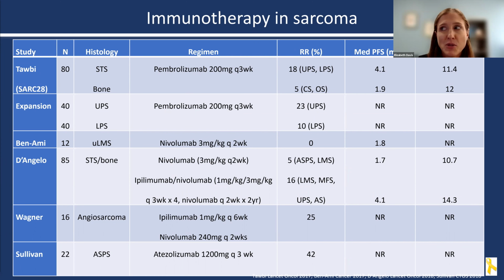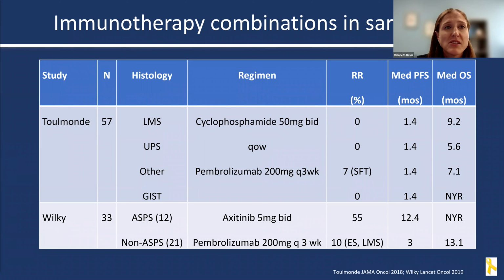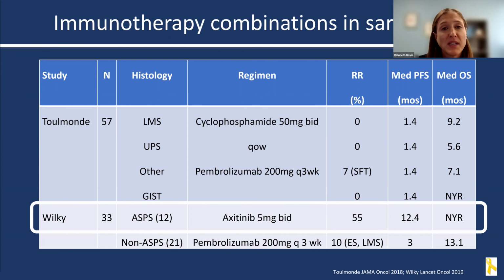I'll just draw attention to these 3 because we've seen success with undifferentiated pleomorphic sarcoma, angiosarcoma, and alveolar soft part sarcoma with response rates somewhere between 23 and 42%. And again, this is a slide looking at combinations of immunotherapy plus TKI or chemotherapy. And again, alveolar soft part stands out as a sarcoma that has a very high response rate to the combination of pembrolizumab and axitinib, with a response rate in this study of 55%. And this is particularly impressive given that prior to this, there was really no effective therapy for this subtype of sarcoma.